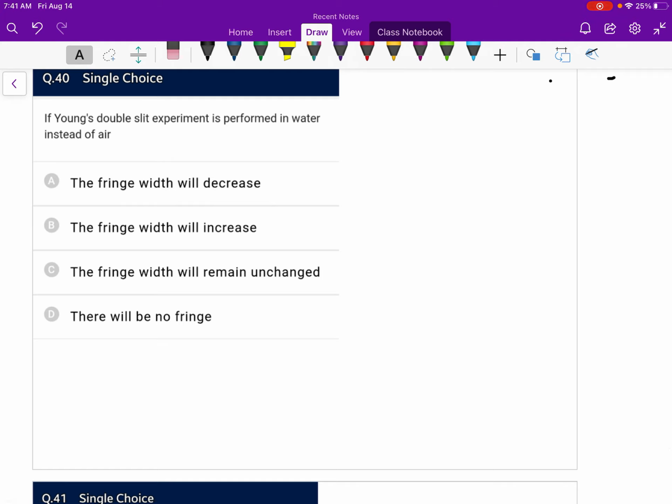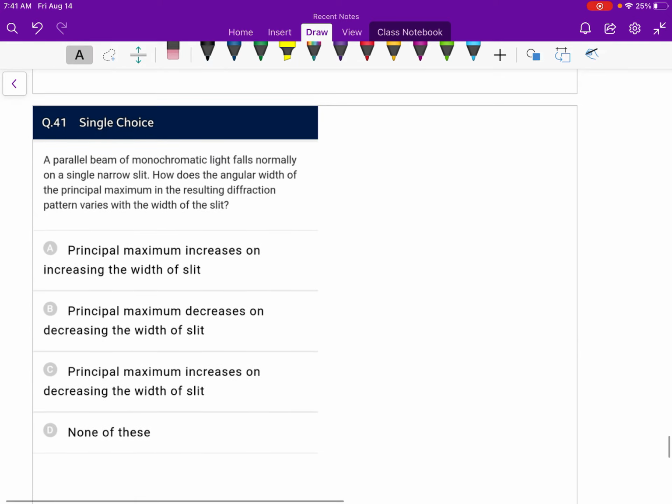Young's double slit experiment is performed in water instead of air. So fringe width is lambda D by d. Lambda will decrease, so fringe width will decrease. So A is the correct option.